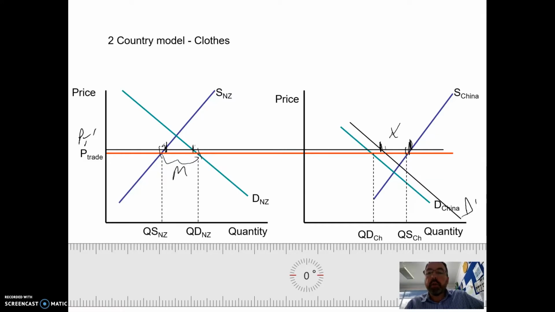In China, on the other hand, as the world price goes up, Chinese domestic suppliers will supply more because it's more profitable to do so, but Chinese domestic consumers will consume less, although we can see that they're actually, in fact, consuming still. I can just put a little dotted line there. They're still consuming more than they were at QD China.